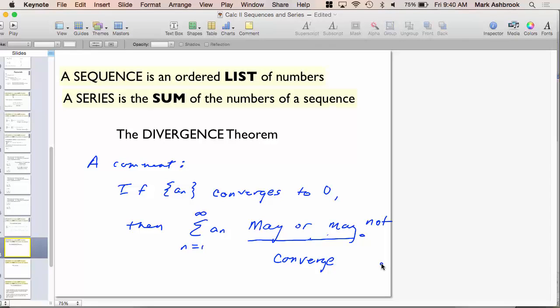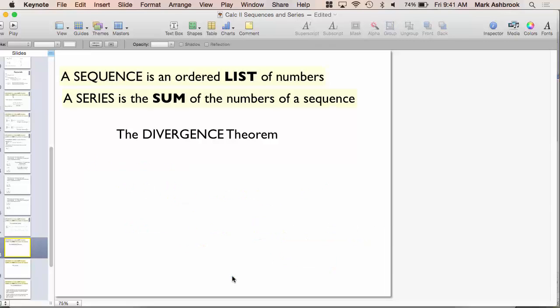No conclusion about the series, if it's just generic like this. So each is a case-by-case basis. We have to investigate the particular sequence and series that we have to figure out if that one converges or not. So it's necessary for the sequence to converge to 0, but not sufficient. Necessary, but not sufficient. Okay, so let's look at some that do converge.